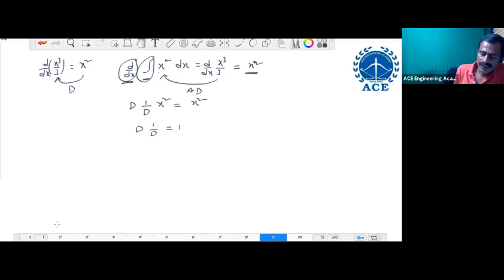d is the operation of differentiation, d by dx. Like that, 1 by d is the operation of integration. So d into 1 by d equals 1. Like this, f of d is a polynomial in d, and 1 by f of d is its inverse operator.